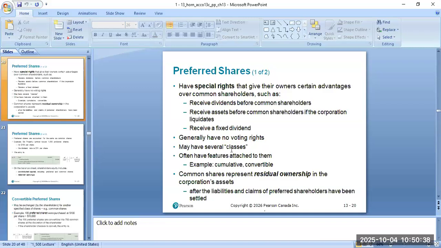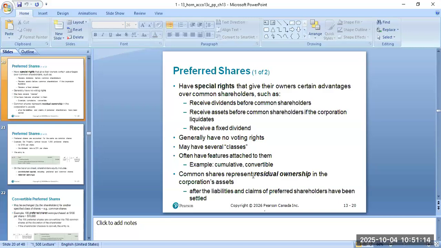Obviously, there can be different types of classes, and often they have features which are attached to the shares. They might be cumulative, and they can be convertible. The common shares, in that case, will represent the residual ownership of the corporation after the preferred shares are satisfied.